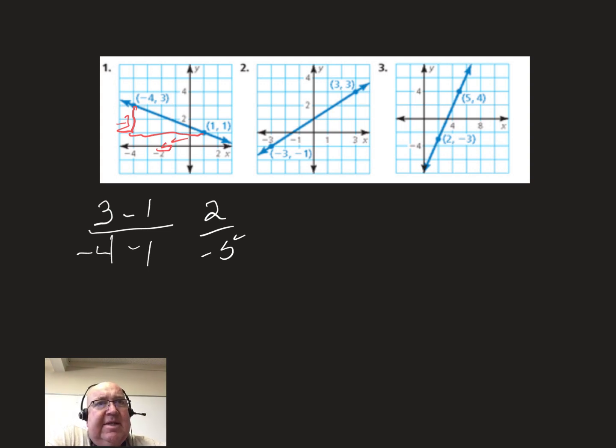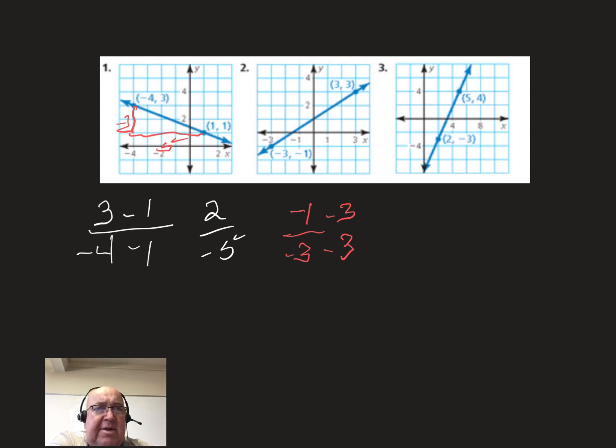Looking at the second example, number 2, we're going to start right here. Our y value is negative 1. Our x value is negative 3. Go to the next one. Our y value is negative 3, and our x value is 3.